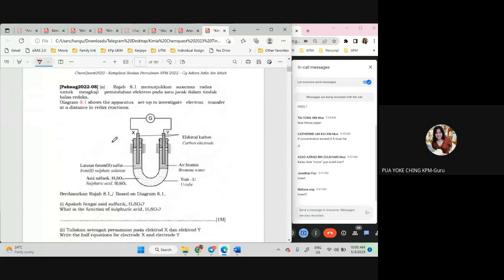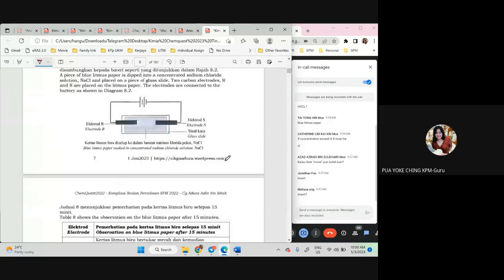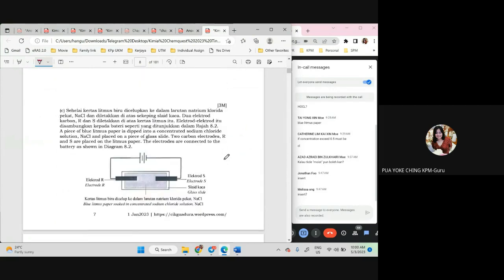Ni suruh lukis. Ini step sama. Iron 2 sulfate, bromine water. Okay, you go through sendiri. Kertas litmus biru dicelup.